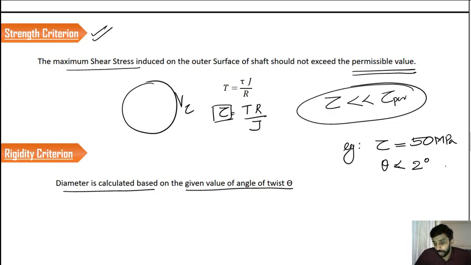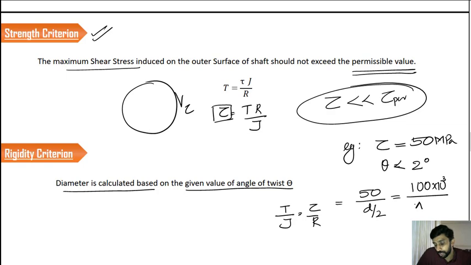So how will you do that? Obviously you have all the other values. So if you compare the first two equations, T by J is equal to tau by R. If you use the first equation, we can say that 50 is the value of shear, and R is nothing but D by 2, and torque is equal to 100 into 10 cube Newton mm, divided by J, which is nothing but pi D raised to 4 by 32. So when you solve this equation, we will get a value for D.